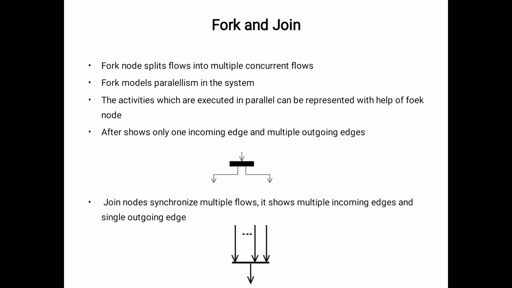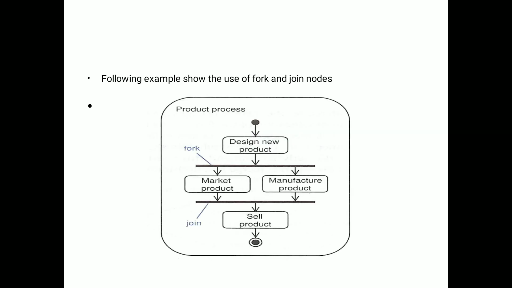And a join node synchronizes multiple flows. It shows multiple incoming edges and a single outgoing edge. Now with the example we'll see it. Now see here, fork and join. So again your product process is there, initial is there, design new product is there. When forking, these parallel operations, market product and manufacture product, we can see. Then joining is there, and finally sale product is there, and at the last your stop is there.